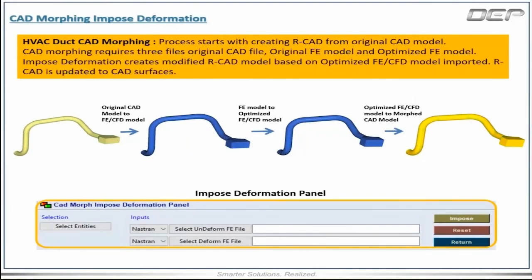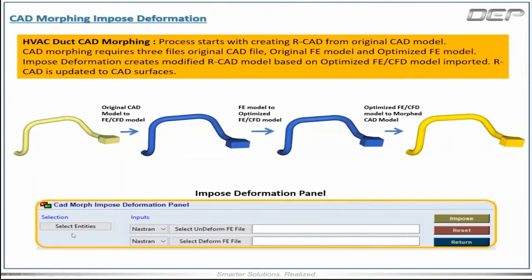This is a CAD morphing technique, which is our patented technology again: CAD morphing of an HVAC duct system. Here the user needs only a few inputs: your original CAD model, the mesh output of the original CAD model, and the optimized model. The optimized model comes from your DOE and the multidisciplinary optimization. We are going to have this model as an input. With these three inputs, the user is going to get a modified, optimized CAD itself.